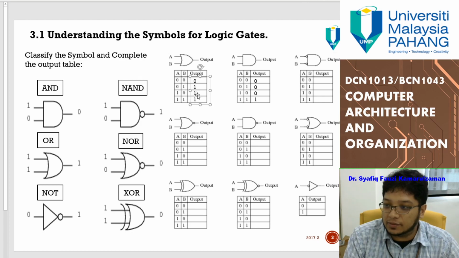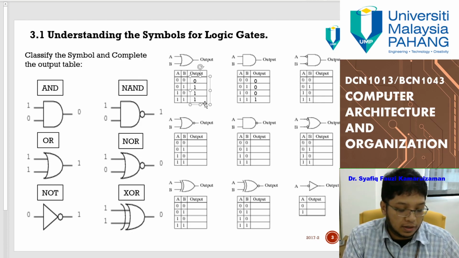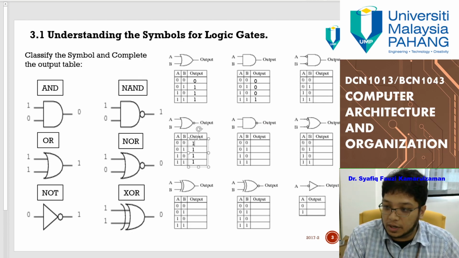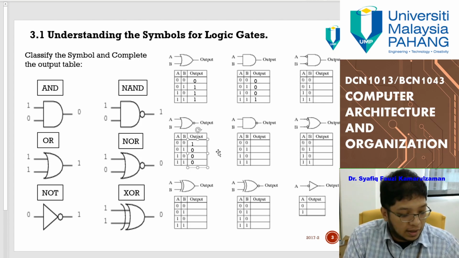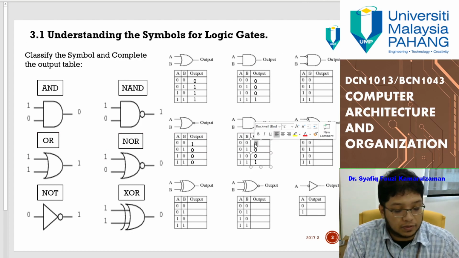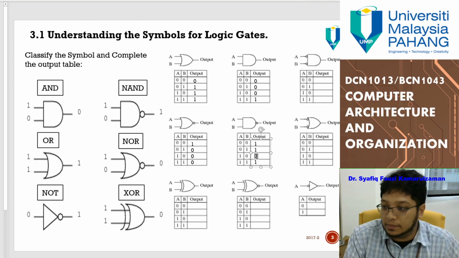The next one is what we call a NOR gate. How exactly do you determine the output of a NOR gate? You have the output of an OR gate up here, so basically it's the opposite. The 0 becomes 1 and the 1 becomes 0. And this one is a NAND gate. Same thing: you have the output of the AND gate, so the 0 becomes 1 and the 1 becomes 0.